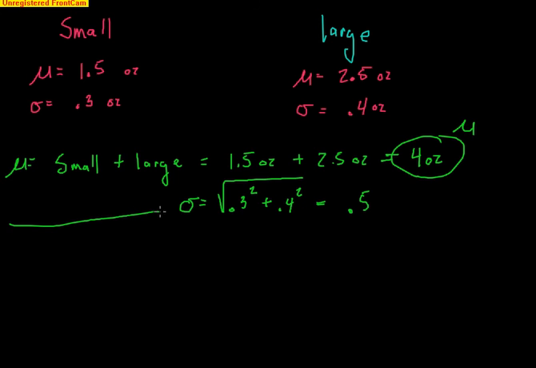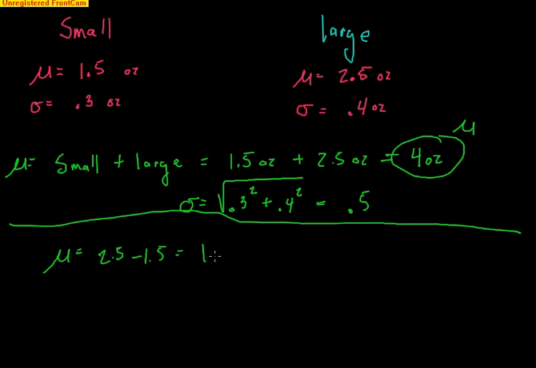What's the difference between a large and small bowl? Mu, the difference. The difference between a large and a small bowl is 2.5 minus 1.5. I expect a 1 ounce difference. What about the standard deviation?